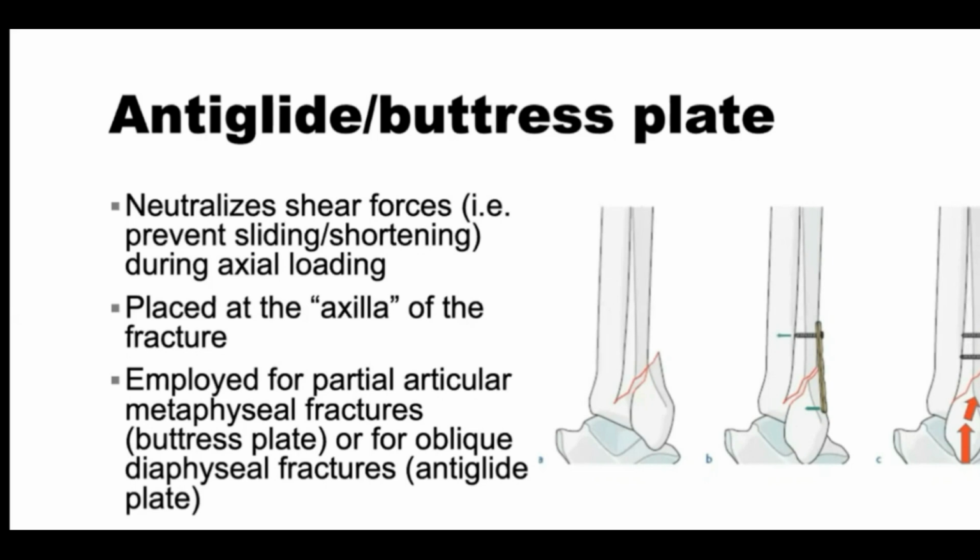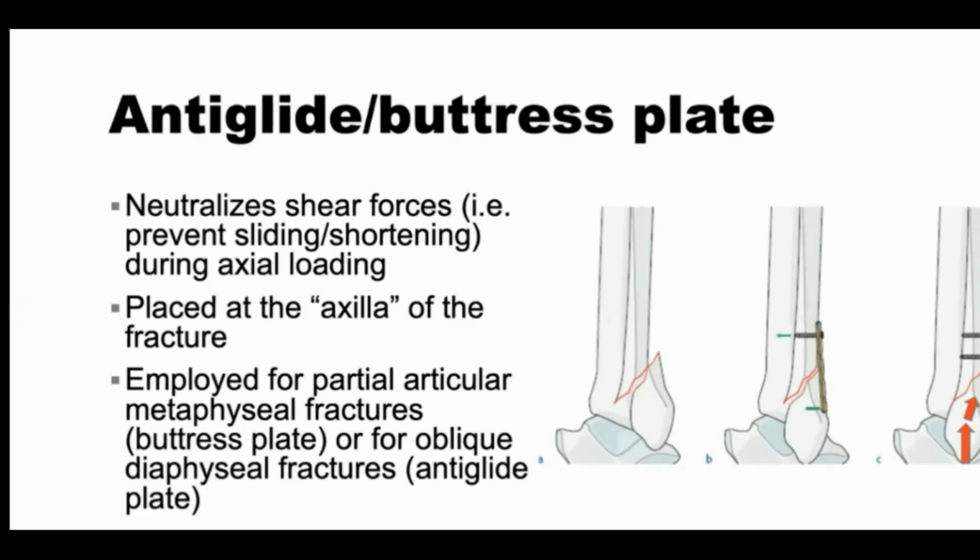And so these can be employed for partial articular fractures, like metaphyseal fractures, in which case we call it a buttress plate, or can be employed for oblique diaphyseal fractures, like an anti-glide plate. And I would argue that this plate here would be considered an anti-glide plate because this distal fibular fracture is really an oblique diaphyseal fracture. So we could call this an anti-glide plate. But you'll see these words often, and some people will use them interchangeably.